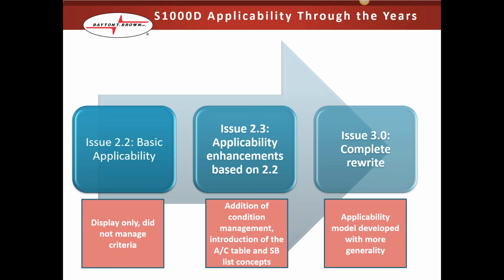All right. So this is kind of what the applicability looked like through the years. It was very, very basic in issue 2.2. It was display only. You couldn't do anything with it. You just would look at it and go, does this apply to the thing I'm working on, yes or no?